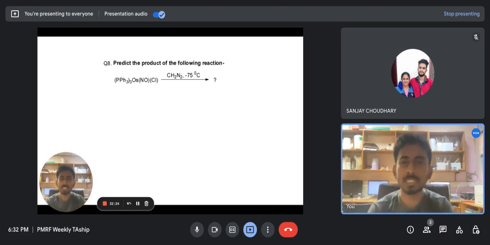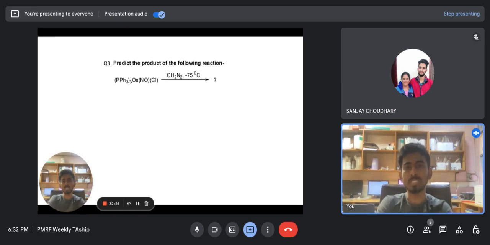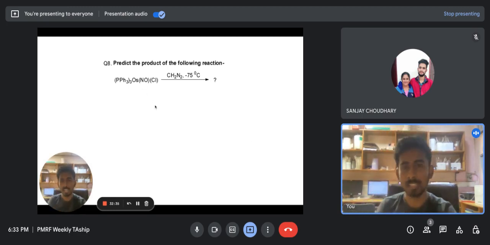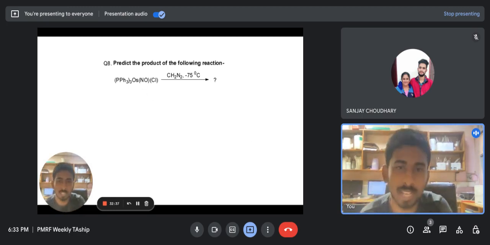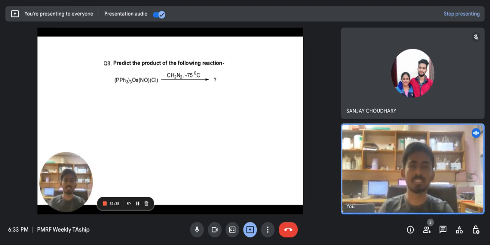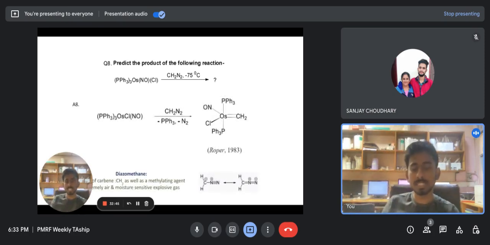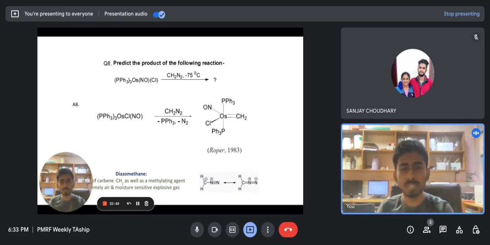The next question is regarding this special compound, OsNOCl(PPh3)3. This is an osmium 0 kind of system. This is NO+ and Cl- acting as counter anion to one another when it is treated with diazomethane at a low temperature. What is the product?